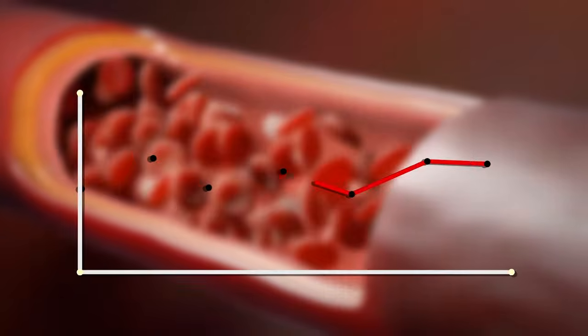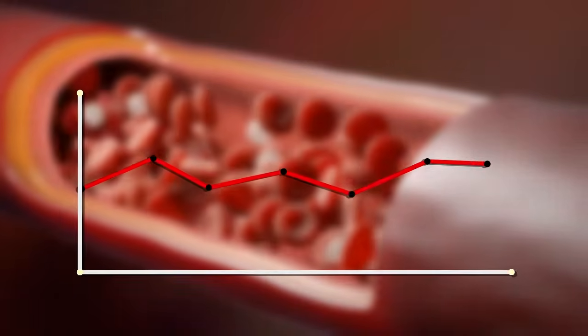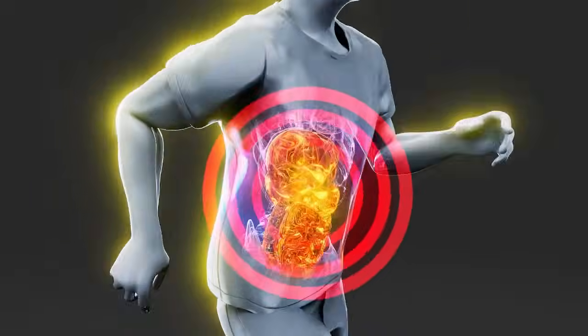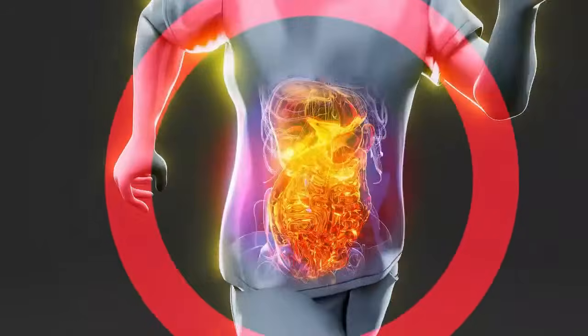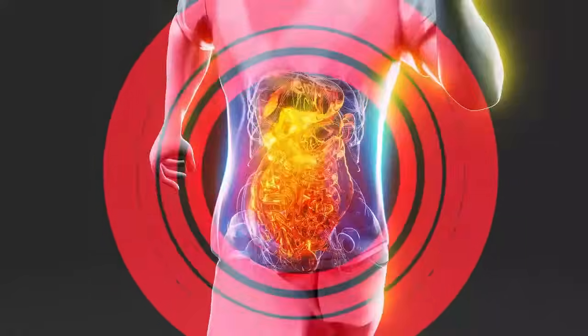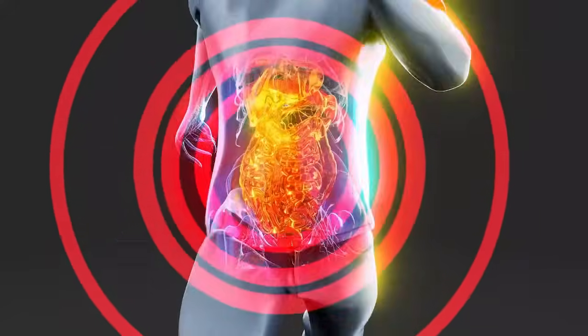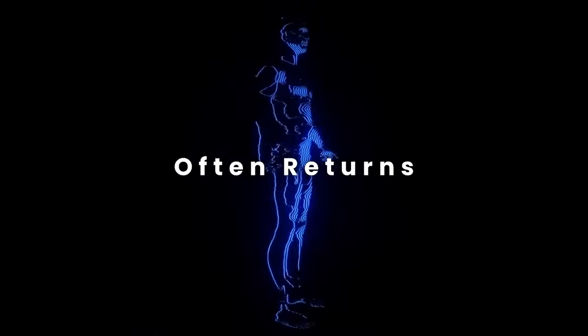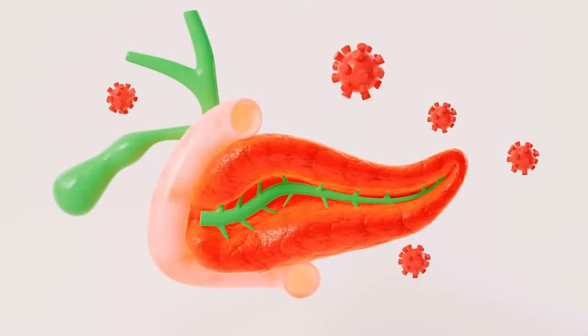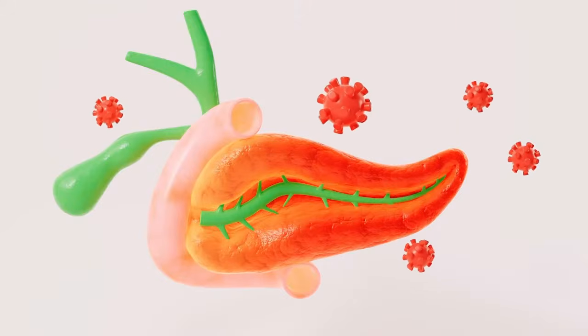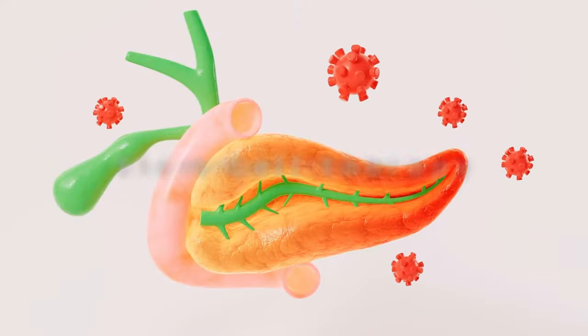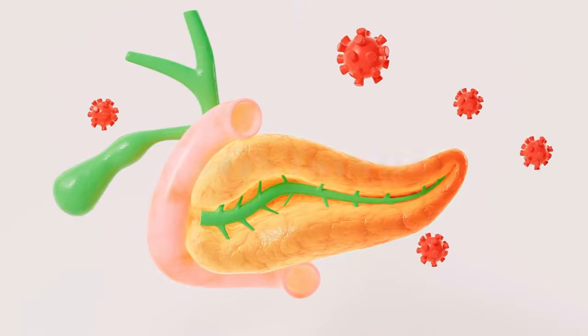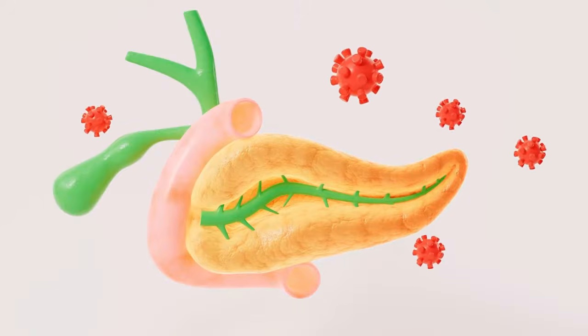Remission means the sugar levels become normal without medicine. This usually happens when a person loses a lot of weight, eats healthy foods, exercises regularly, and keeps the body active. But if they stop these habits, the diabetes often returns. Scientists are exploring new technologies like artificial pancreases, stem cell therapy, and smart insulin. But these solutions take time to develop.